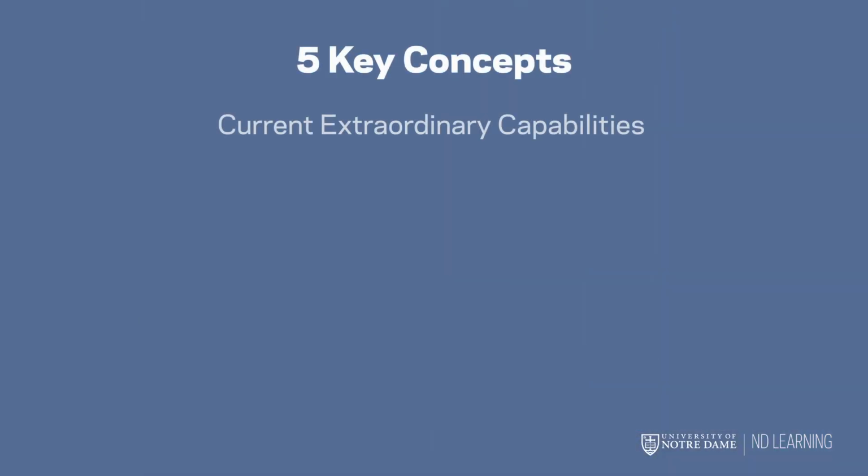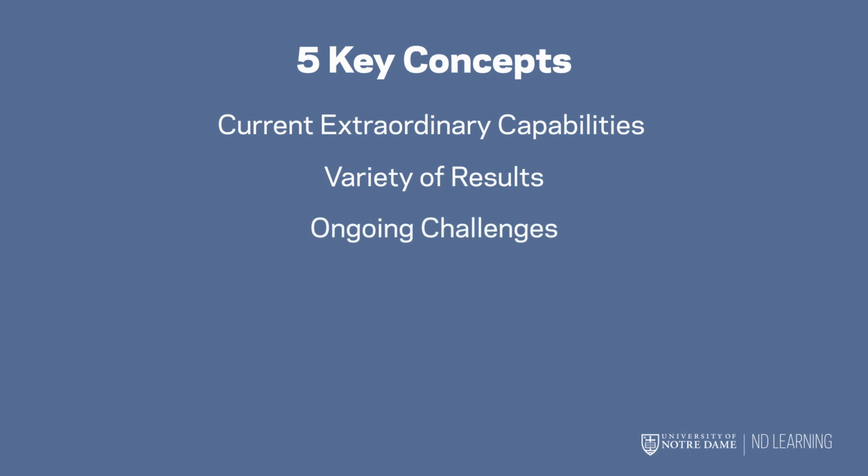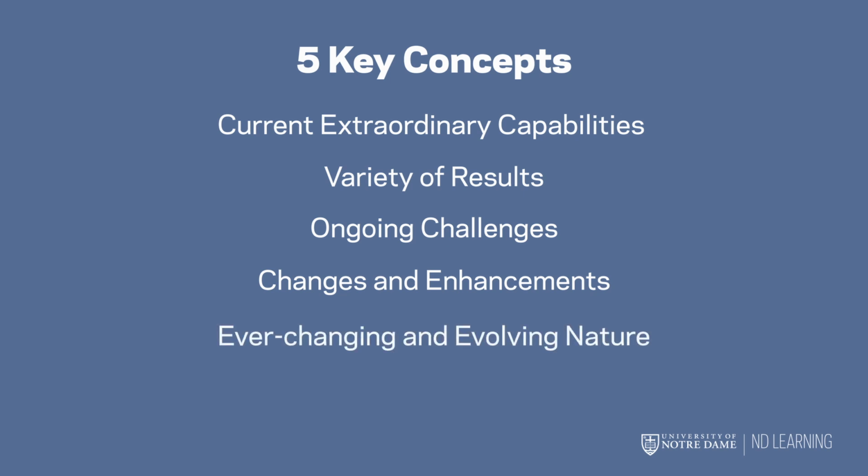First, the current extraordinary capabilities of computers and tasks that were once only able to be accomplished by humans. Number 2, the variety of AI results. These systems vary in how they produce things. Number 3, the ongoing challenges and risks associated with generative AI. Number 4, how it is changing and enhancing our approach to doing many different kinds of tasks that only humans could do before. And last but not least, the ever-changing and evolving nature of generative AI and its surprising new developments. Let's start by defining AI.